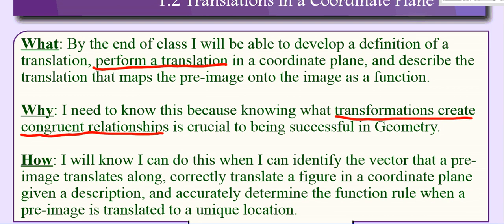And then last, you know you can do this when you can identify the vector that a preimage translates along, correctly translate a figure in a coordinate plane, given a description, and accurately determine the function rule when the preimage is translated. So you can identify the vector, translate a figure, and determine the function rule. It's kind of the highlights of it.